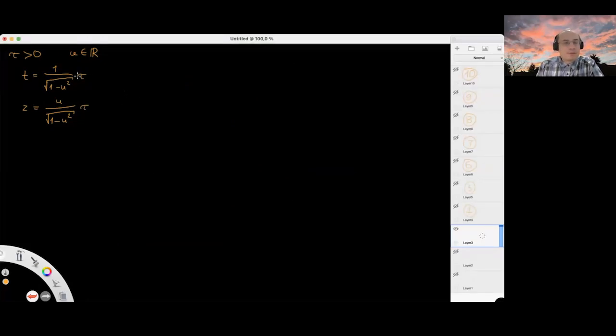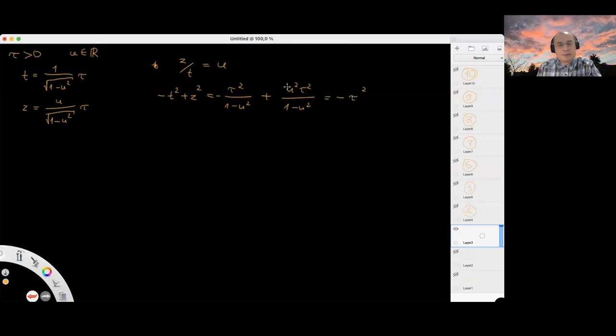Okay. So the first thing you might notice is that if you divide these two numbers, so let's say z over t, that's simply u. On the other hand, if you take minus t squared plus z squared, that's minus tau squared over 1 minus u squared plus u squared tau squared over 1 minus u squared. And that's minus tau squared. So obviously, this is negative. This is any number.